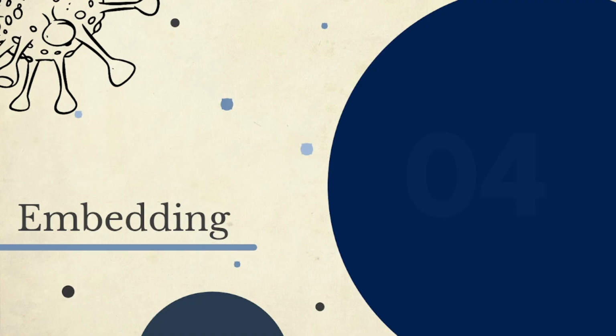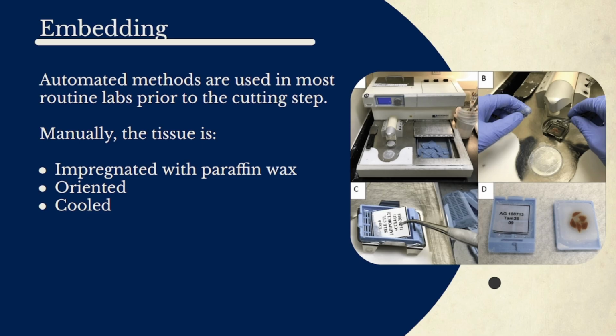Embedding. Most routine histolabs have automated methods that prepare the tissue prior to cutting. After this automated step, the tissue will be impregnated with paraffin wax, oriented inside of a mold in such a way that makes it easy to cut against the blade during the microtomy step. Improper orientation may cause pathologists to miss an area of interest entirely. The embedded tissue will then be cooled on a cold plate until it is completely solid.